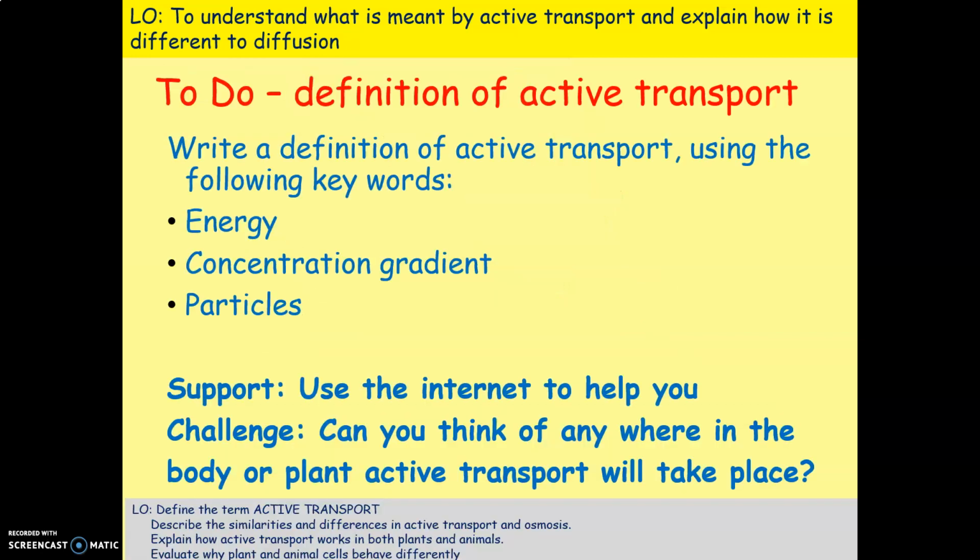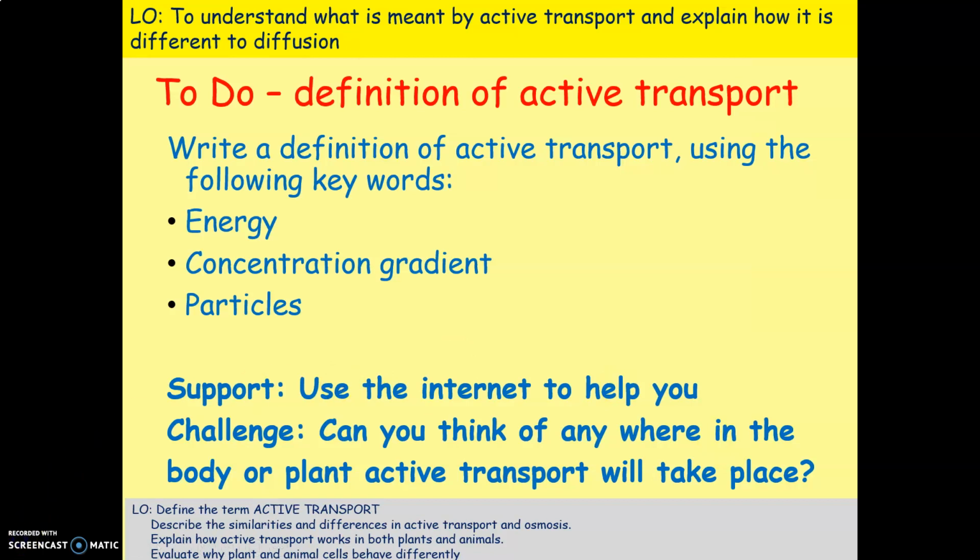Okay, please write the definition of active transport in your books using the following keywords. We have energy, concentration gradient, and particles. If you need support, please, you can use your internet to help you. And we have challenge question here as well. Can you think of anywhere in the body or plant active transport will take place? So that's a challenge question. So I'll give us 2 minutes to answer this question. Please pause the video now.